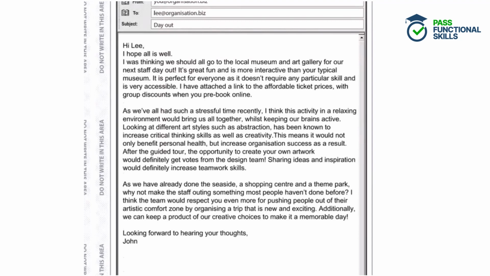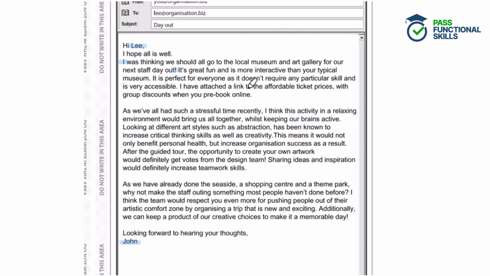So how does this answer meet the marking criteria? Well, let's start with punctuation. The answer uses correct capital letters and full stops throughout. So at the start of every sentence, we will need a capital letter, and at the end of every sentence, we will need a full stop or an exclamation mark or question mark, depending on whether we are just having a normal sentence, an exclamative sentence, or an interrogative sentence asking a question. We also have capital letters for proper nouns such as Lee, that's a name, and John as well.